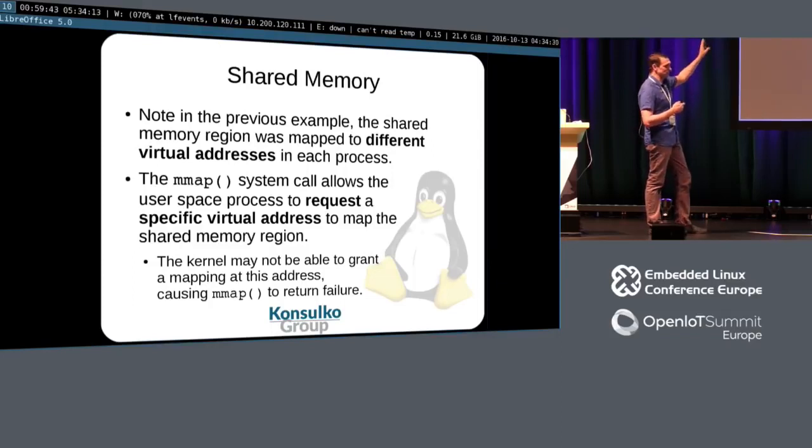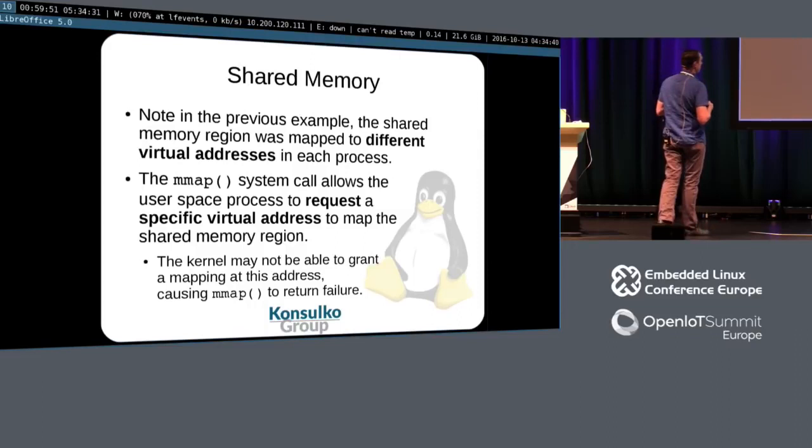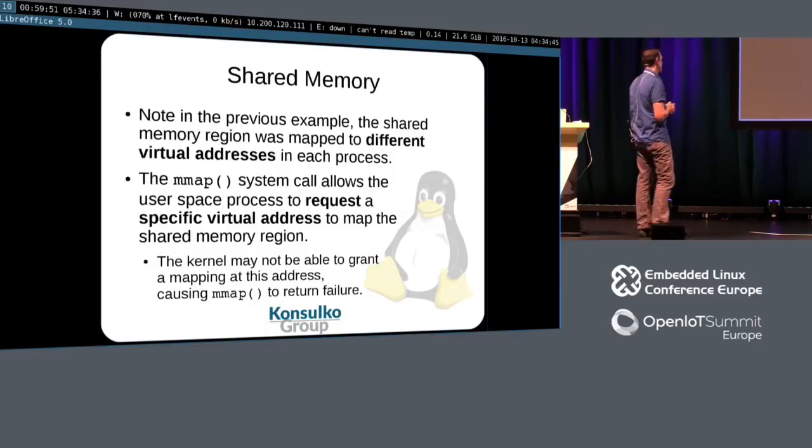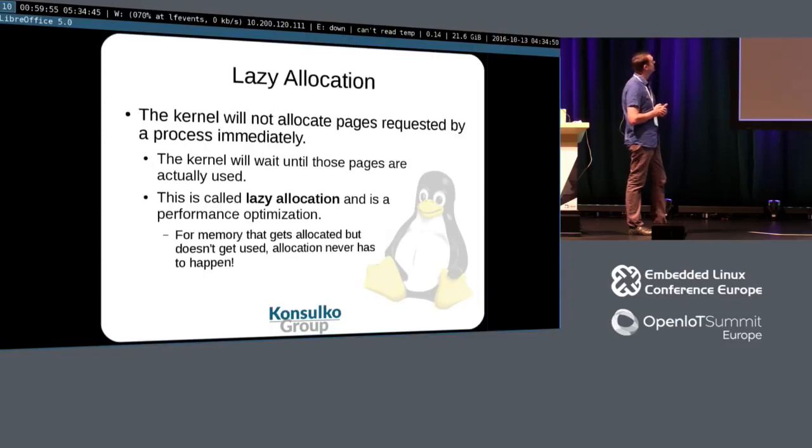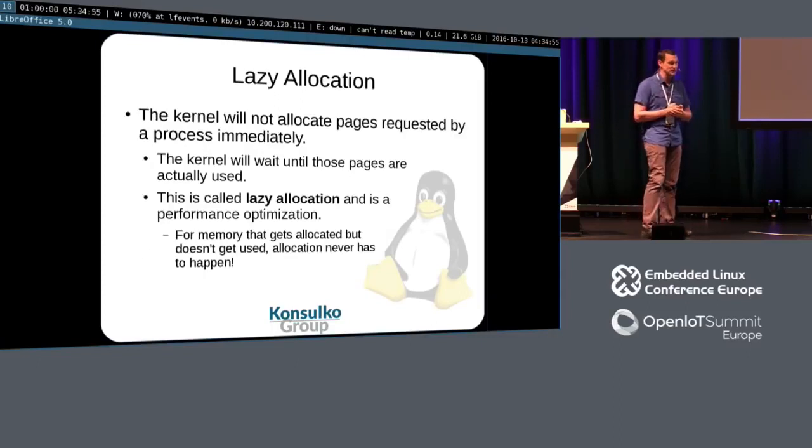So that was the case with different virtual addresses, okay? The mmap system call you may be familiar with, right? You can get at a specific address to share the memory. So that's a different case, okay? And it can fail.